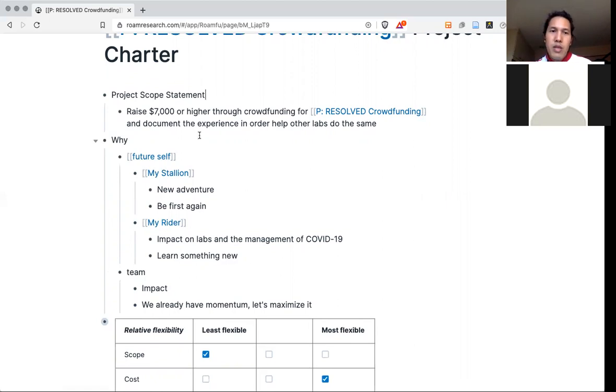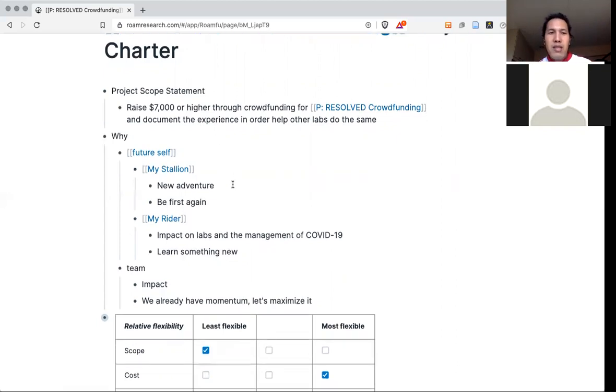I think about this first from the standpoint of the emotional, animal part, which seeks status, adventure, camaraderie, all these emotional aspects of being human. For me, this is going to be an adventure. This is the first time I'm going to do crowdfunding, and I like being first in things. That's motivating for me, and I need to accept that.